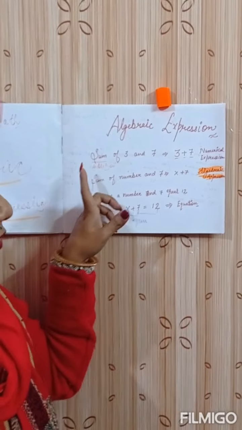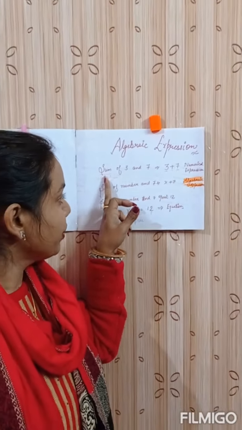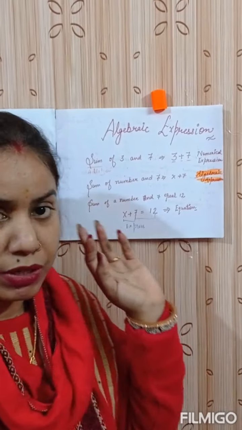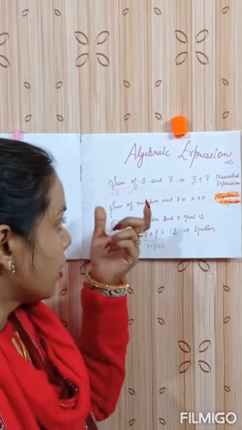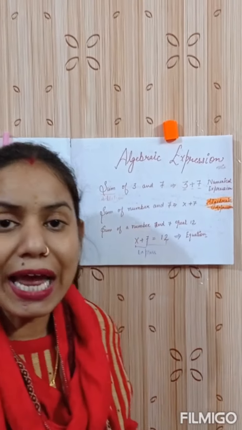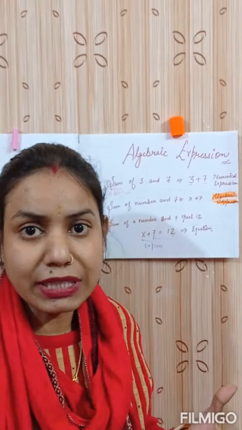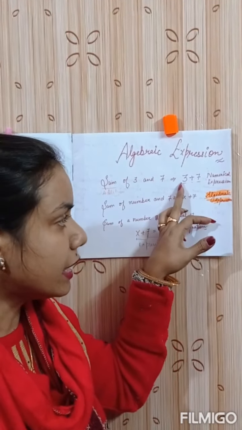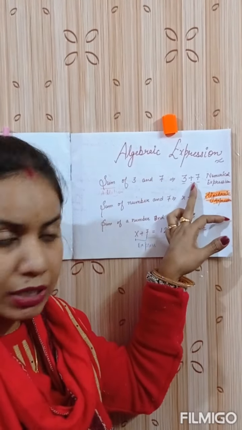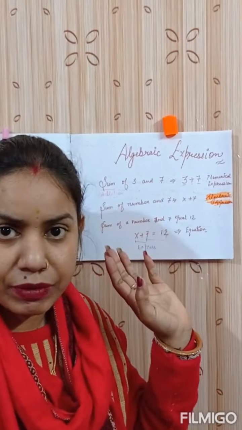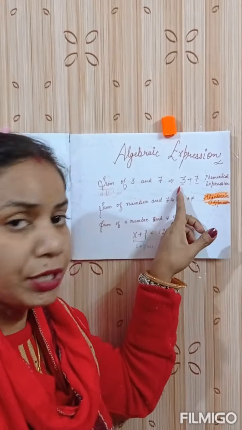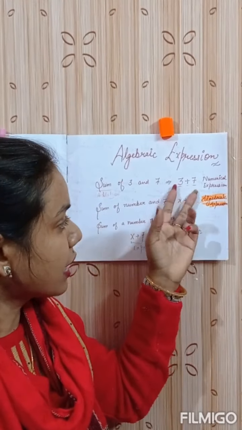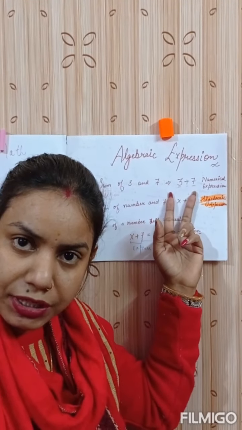The first statement is: the sum of 3 and 7. How can we write that? Sum means addition, the addition of 3 and 7. This can be written as 3 plus 7. This is the expression. In this expression there are only numeric values, that is 3 and 7. So this kind of expression is called a numeric expression.